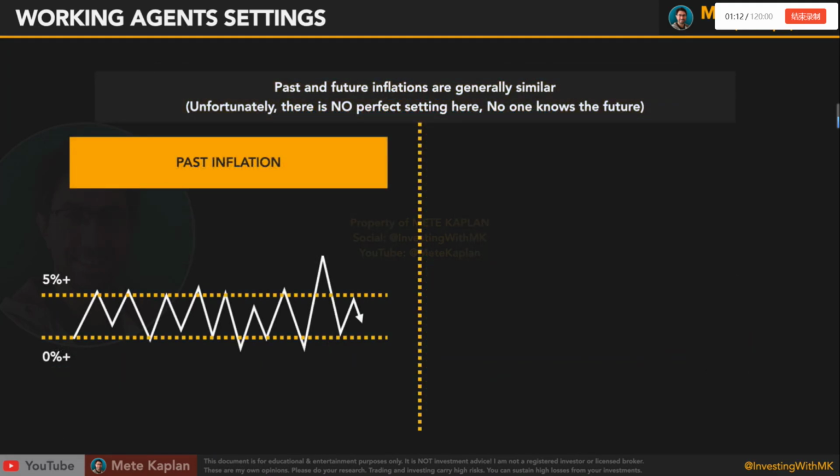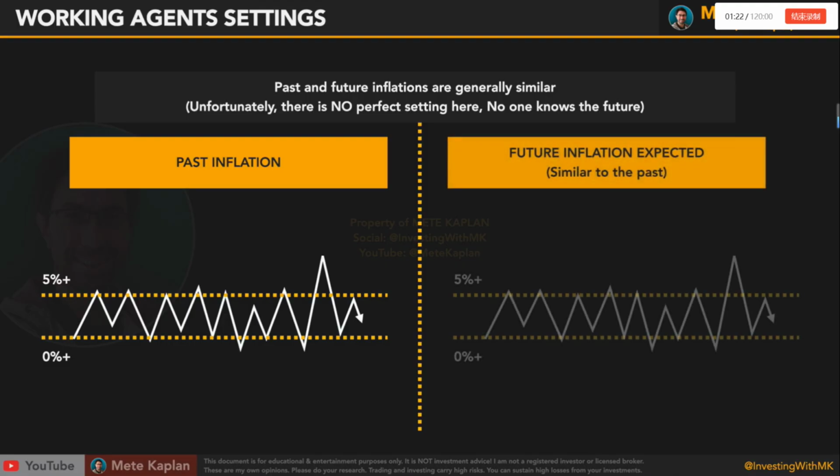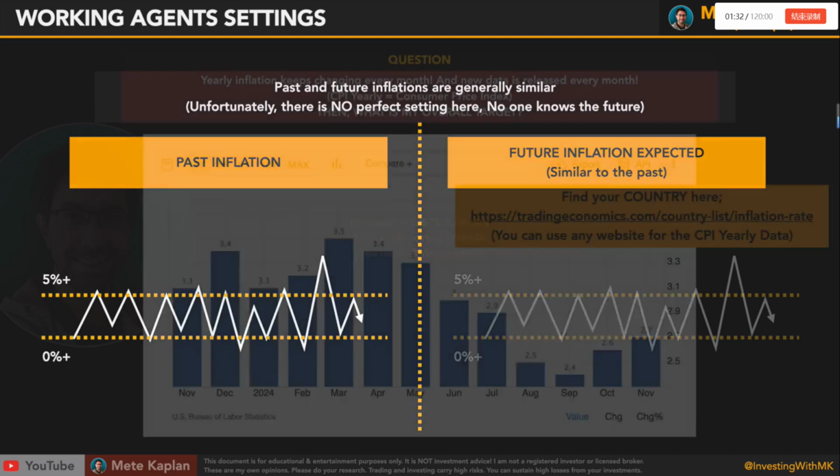Generally, we determine the future inflation based on the past inflation. For example, just imagine a country with an inflation of 5% right now. We assume that next year the inflation will be somewhere between 4 to 6%. I hope that everything is clear up until right now.